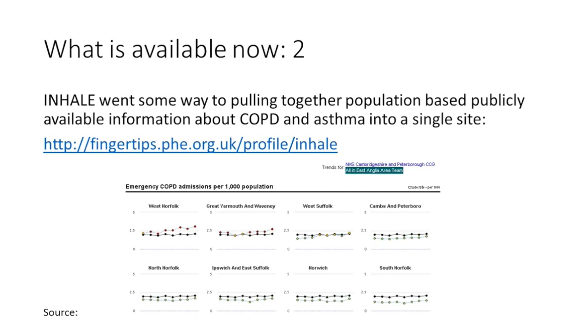data like this very rarely actually answers a question. What it does is it helps you focus your question and ask more and more granular and more definitive questions. So this slide of Julian's shows that West Norfolk and Great Yarmouth and Waveney appear to have a higher and increasing rate of emergency COPD admissions than other localities nearby. Well, that's all very well, but it doesn't tell us very much.